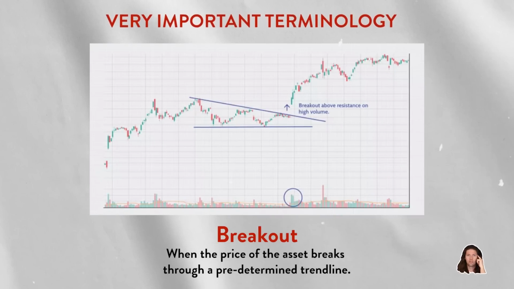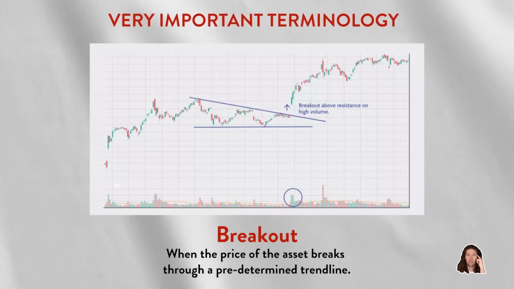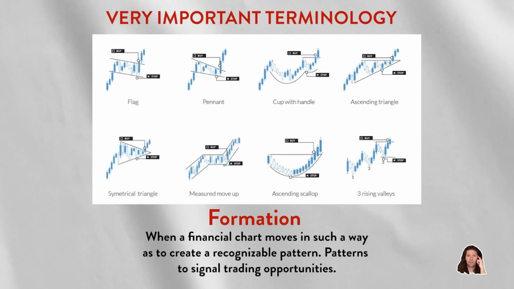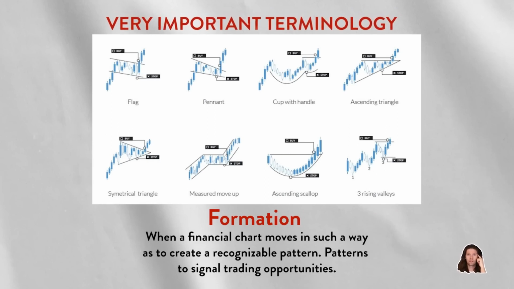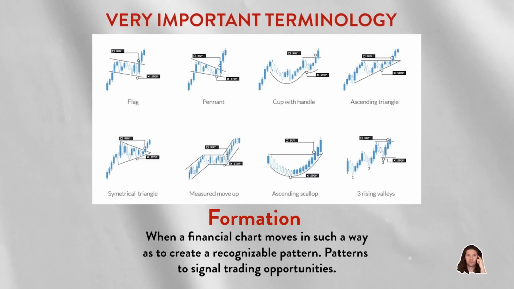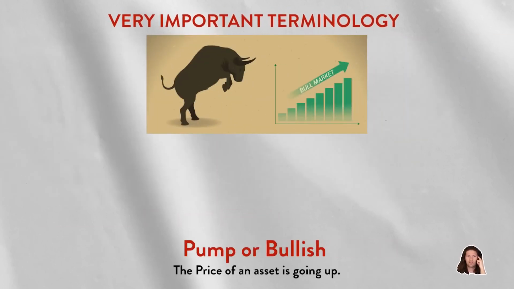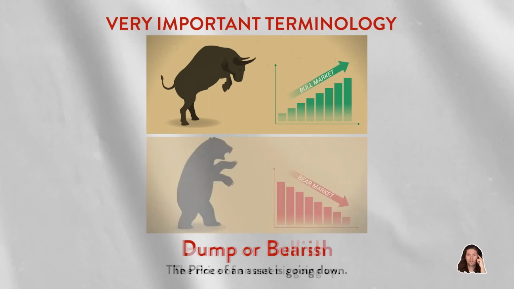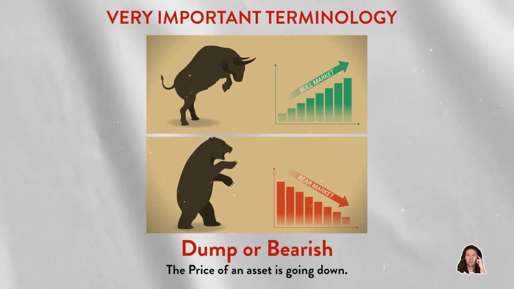Breakout, when the price of an asset breaks through a predetermined trend line. Formation, when a financial chart moves in such a way to create a recognizable pattern. Patterns to signal trading opportunities, either to enter or exit positions. Pump or bullish, the price of an asset is going up. Dump or bearish, the price of an asset is going down.